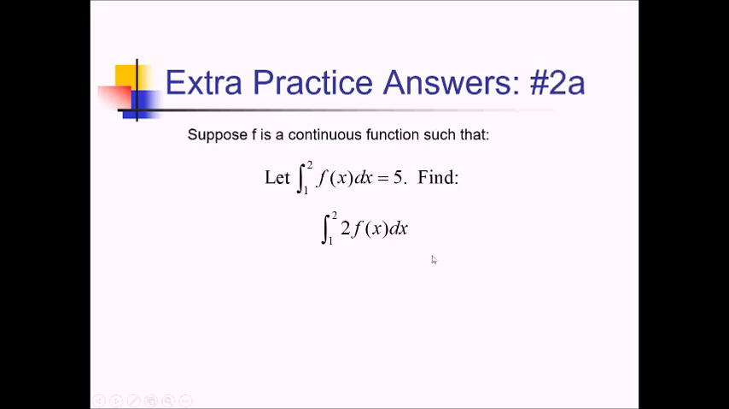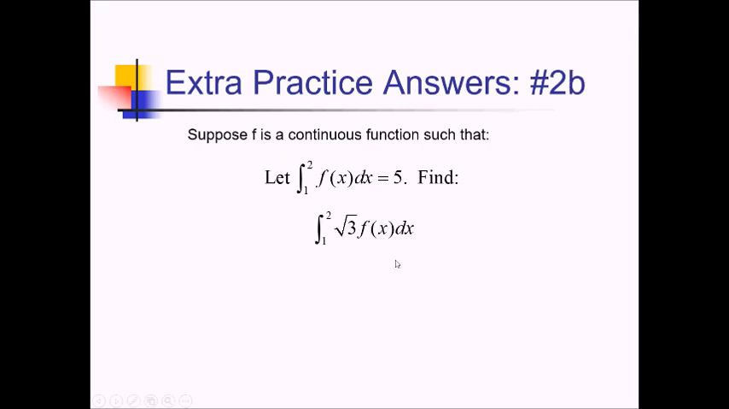For this set of problems, I just have this one integral from 1 to 2 of f of x, which they tell us has a value of 5. So based off of that, our first task in part A here is to find the integral from 1 to 2 of 2f of x dx. Okay, well that's just going to be this integral literally times 2. So 2 times 5 gives us 10.